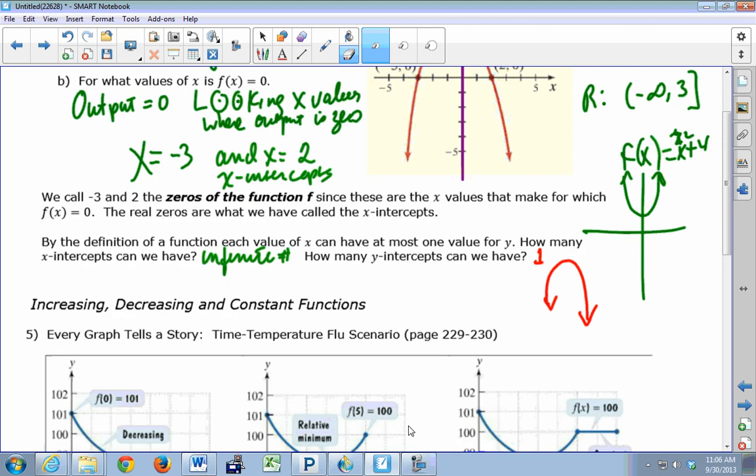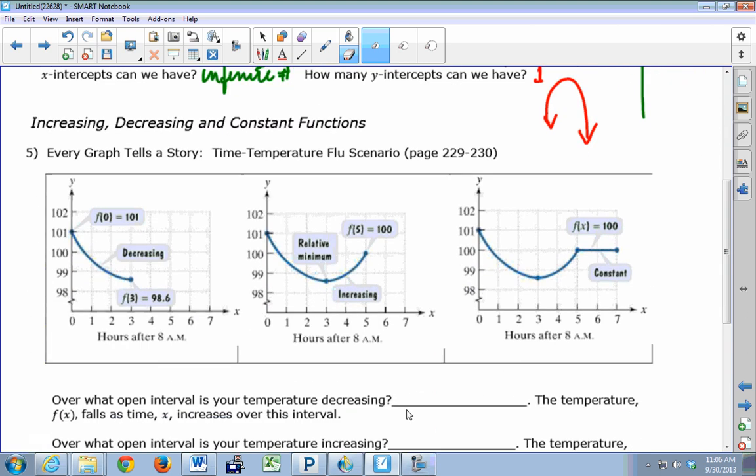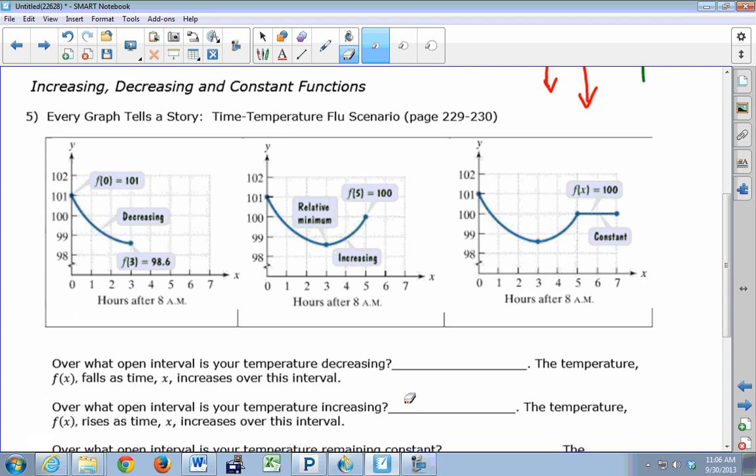Okay. So increasing, decreasing, and constant functions. The mathematical definition of when a function's increasing, decreasing, or constant looks a little scary. Not too scary. But the idea itself is so intuitive that let's look at the intuitive ideas of increasing, decreasing, and constant functions. Then we'll take a look at the notation, because sometimes if you go through the notation first, it can get in the way of the meaning of an idea.